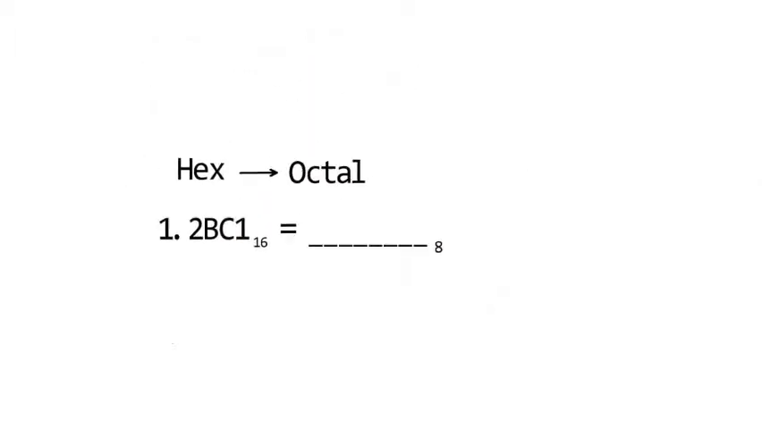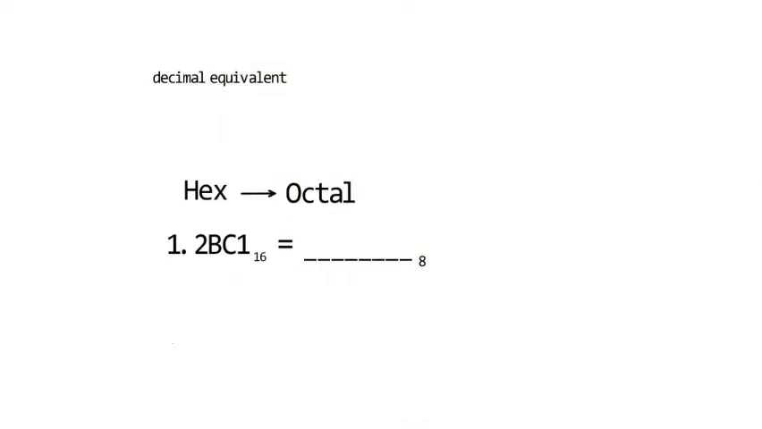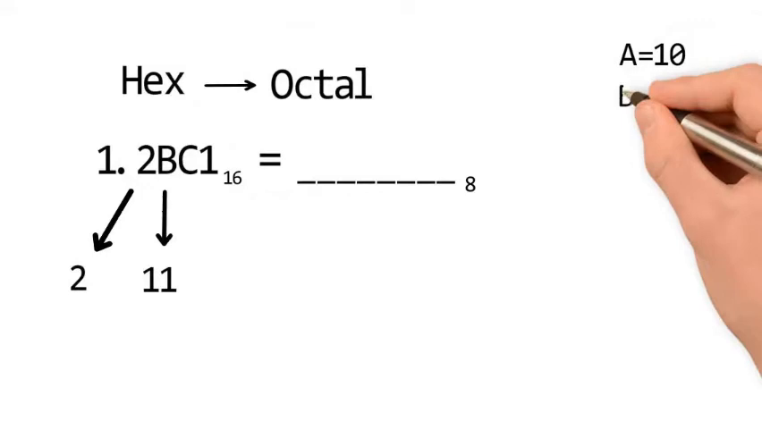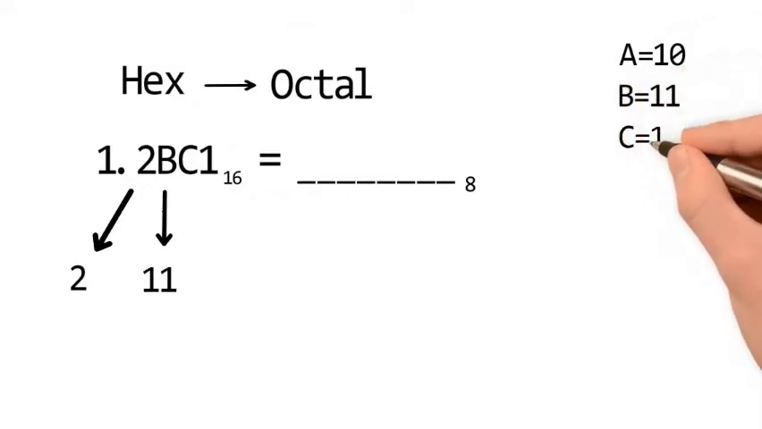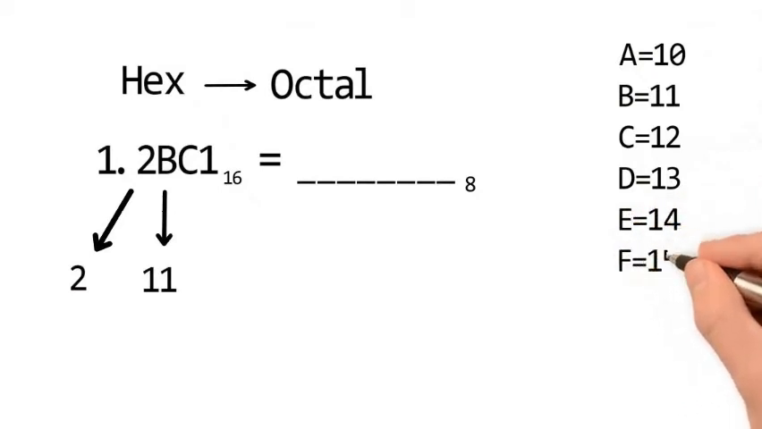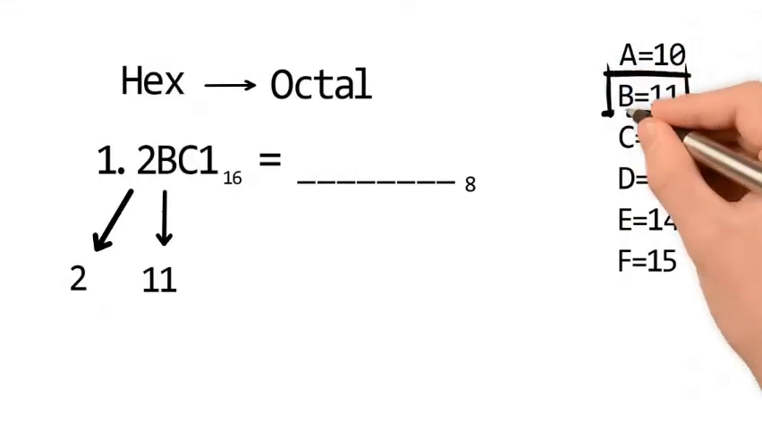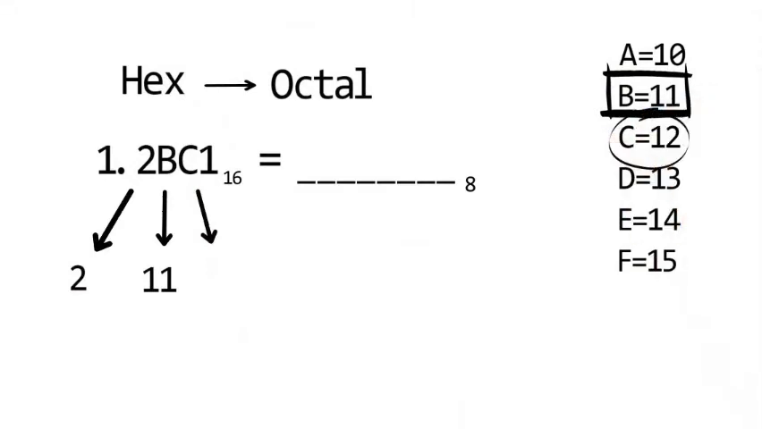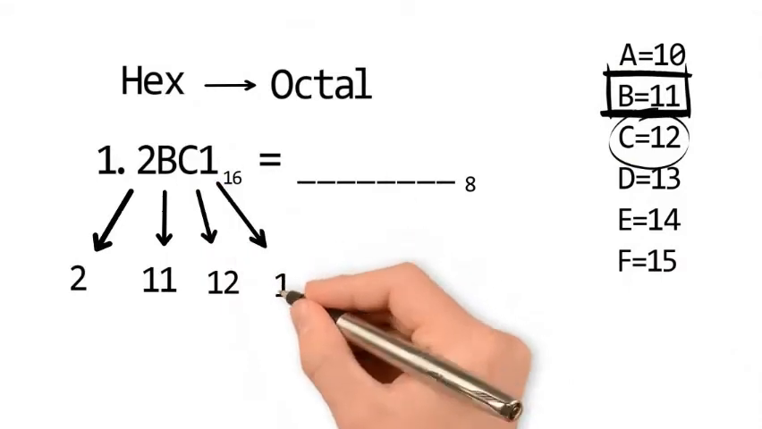So first we will have to get the decimal equivalent of these numbers. So for 2 we have 2, for B we have 11, because in hexadecimal number system, A is equal to 10, B is equal to 11, C is equal to 12, D 13, E 14, and F is equal to 15. So B is equal to 11. And then we have C, which is equal to 12, and 1, of course, equal to 1.